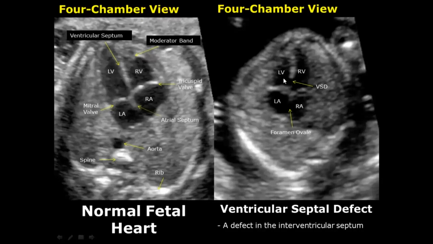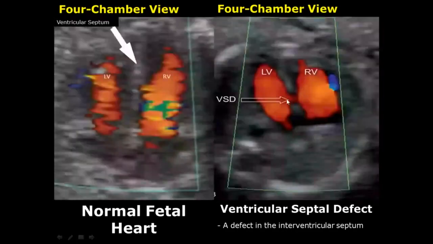In a ventricular septal defect, there will be a hole in the interventricular septum, and there will be a connection between the right and left ventricles. On color Doppler, we can see blood passing through this ventricular septal defect.